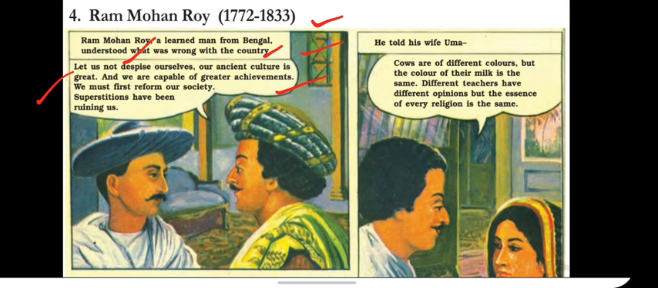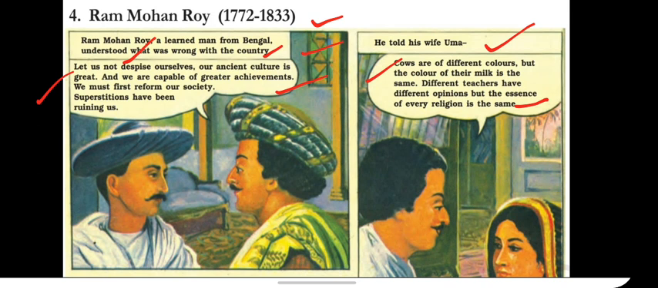And Ram Mohan Roy was intelligent and he knew all these things. So what did he do? One day he said this to his wife Uma: cows are of different colors, but the color of their milk is the same. Different teachers have different opinions, but the essence of every religion is the same. Very simple words. Cows are of different color, but the color of their milk is the same.